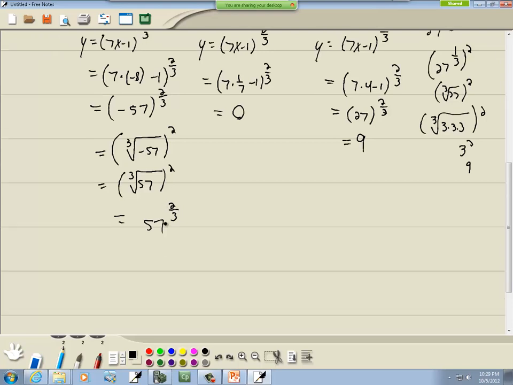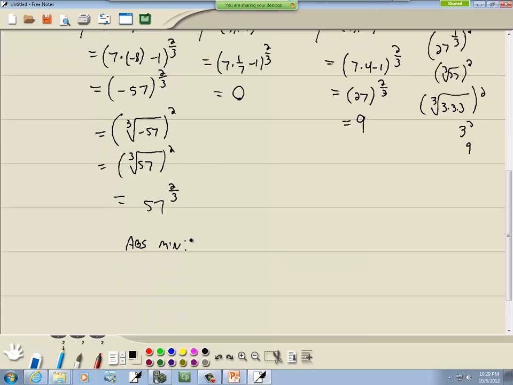Well, looking at this, my absolute min is obviously the 0. And what was my x value on that? X value is 1/7. So we got 1/7. Our absolute max. Here we got 27 to the 2/3. Here we got 57 to the 2/3. I'm guessing 57 to the 2/3 is more, but let me plug in my calculator just to make sure.